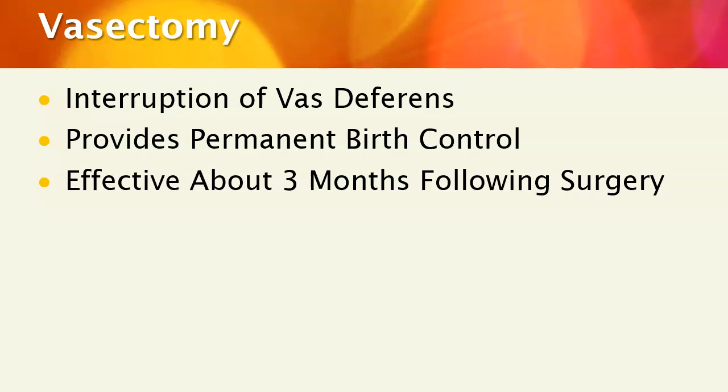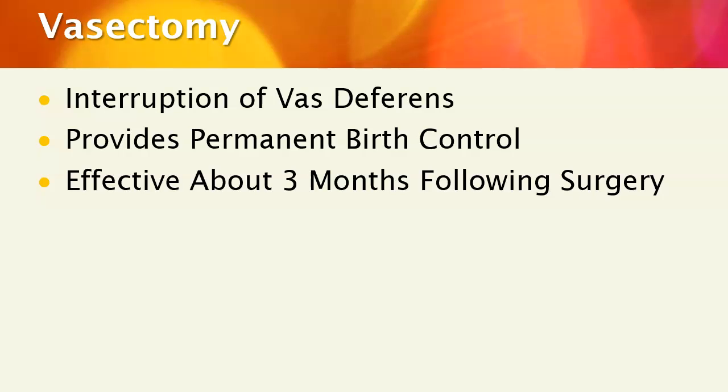Now, that's not to say that it can't be reversed, because there's been several times where the vasectomy has been able to be reversed, but we do consider it a permanent form of birth control. It is important to educate the man, especially if he is with a female, that this procedure is effective 3 months following the surgery. So it's very, very important, if they're using this as a method of birth control, that they continue to use alternate forms of birth control for 3 months.